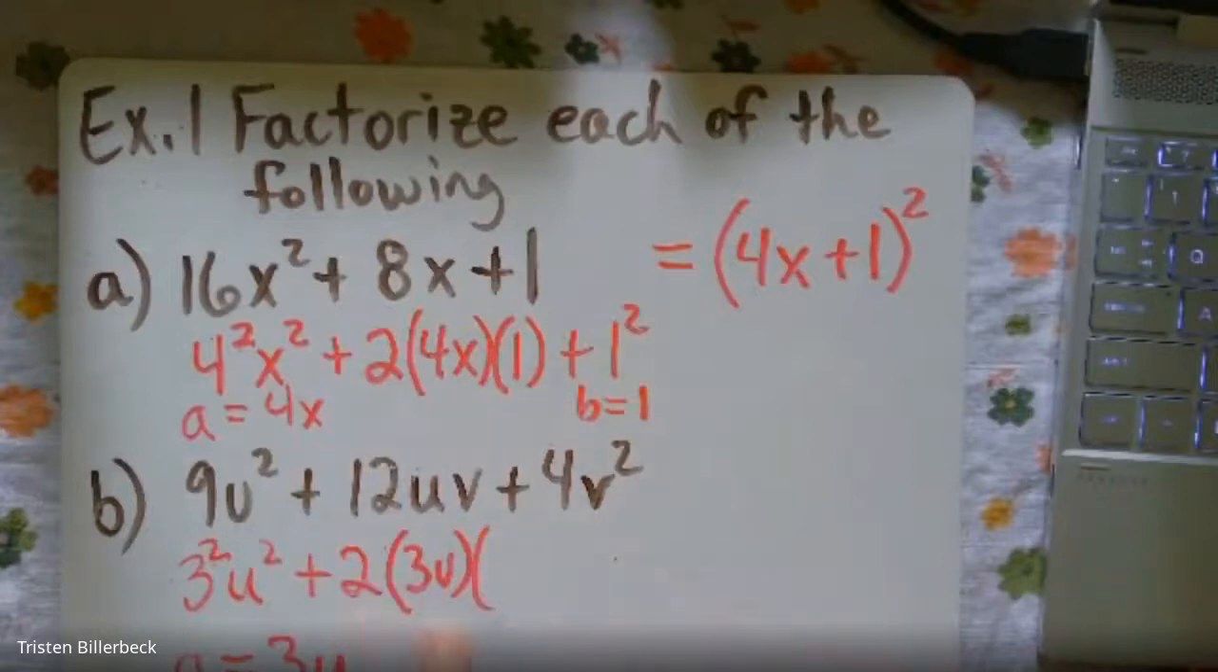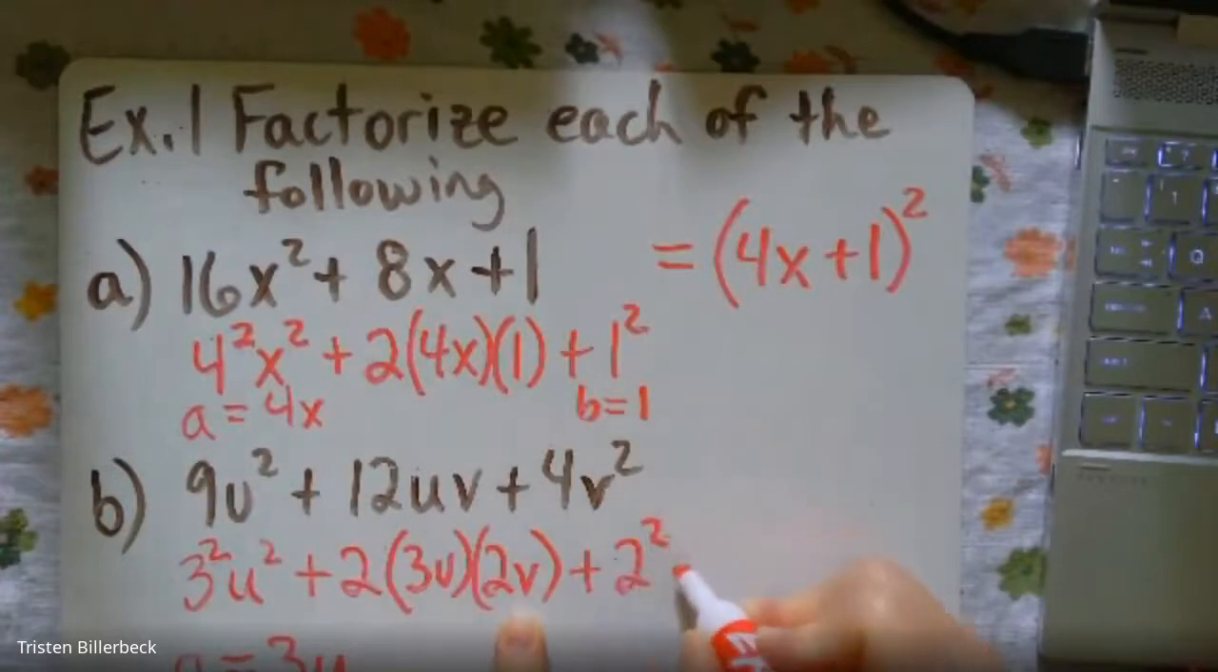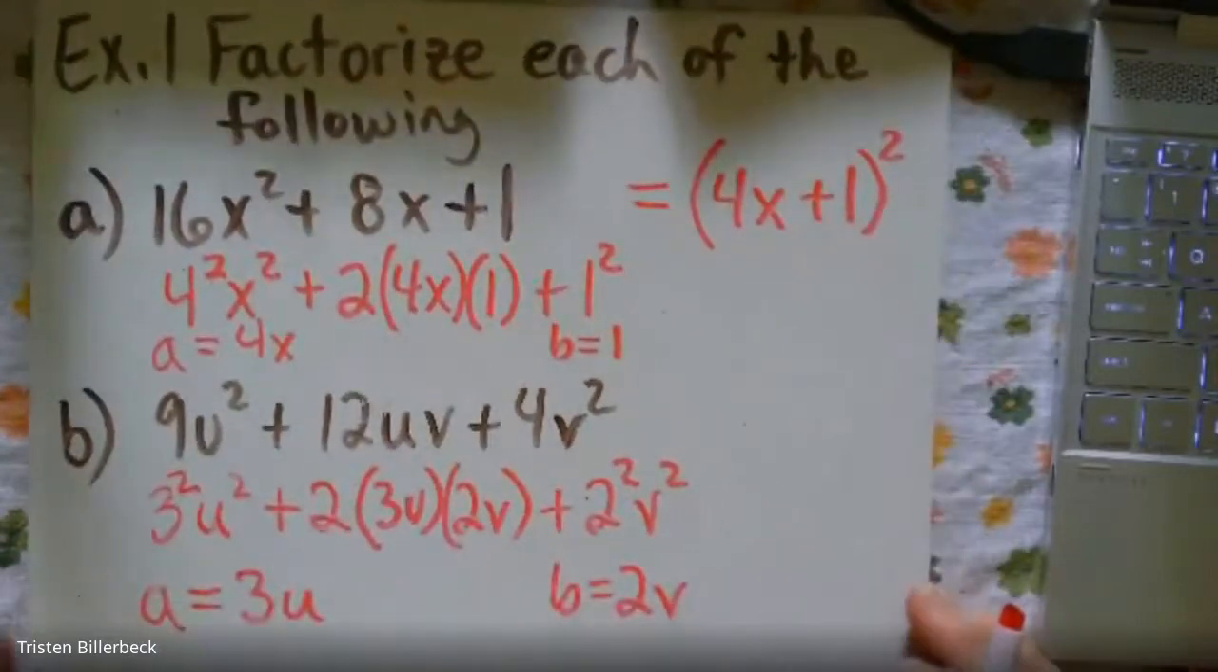And then that's 6. 12 divided by 6 is 2, and we have a v hanging out there, so we're pretty sure that's going to be b. And then this is 2 squared v squared, and sure enough, b is 2v. Okay, so that's how we break that all up. So now we have a and b.